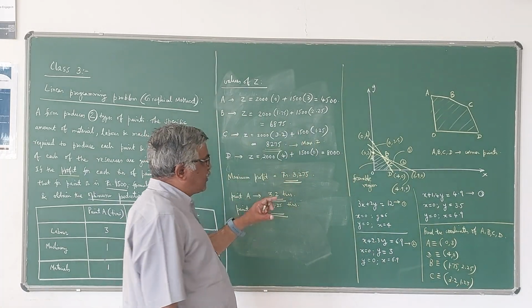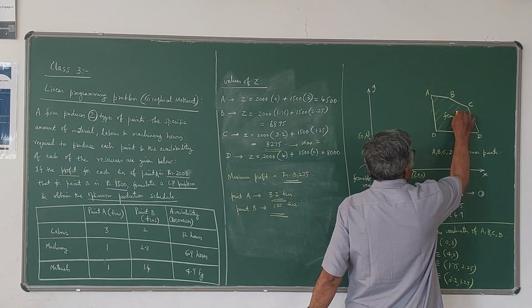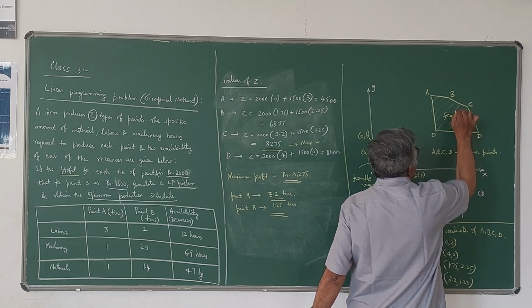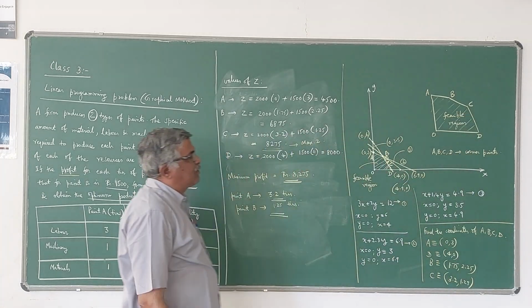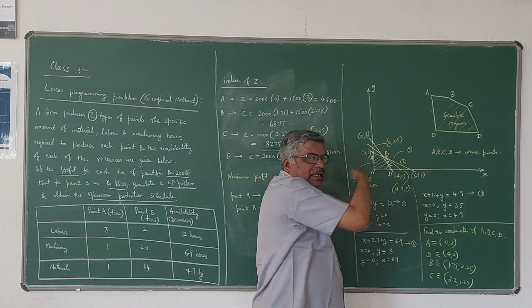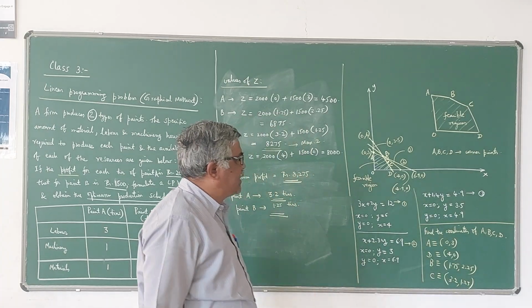Then you have to plot the feasible region. The feasible region is a region which satisfies all the constraints. Since here all the constraints are less than or equal to, the feasible region will be below all these lines. It is a common region which satisfies all three constraints.